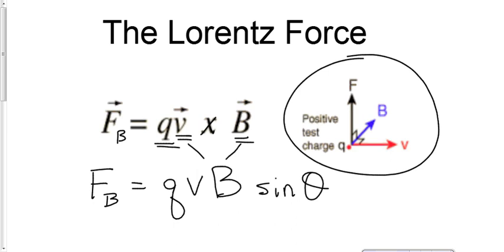If you have a negative test charge, like an electron, a very common situation, then you have to remember either to use your left hand or to just reverse the answer that you get by doing the right-hand rule.